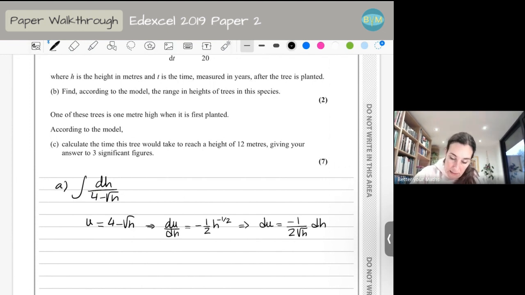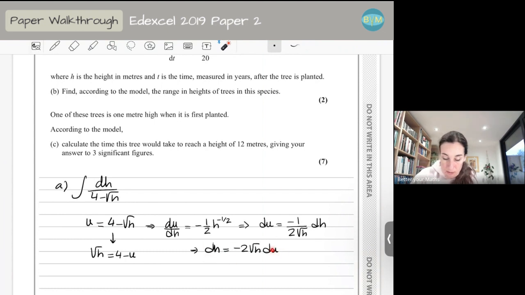So the dh, that's what I need to substitute, is going to be 2 root h times the u, and negative. So the dh is minus 2 root h du, but I can't have the h in my integral. I need to substitute in terms of u. So from here, very easily, I can write that root h is 4 minus u, which means if I go back to my expression, the dh is going to be minus 2 (4 minus u) du.